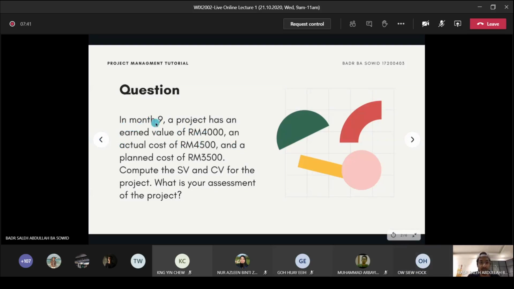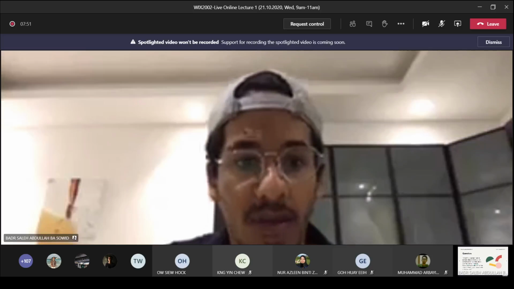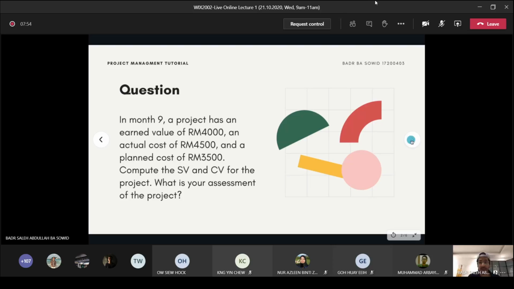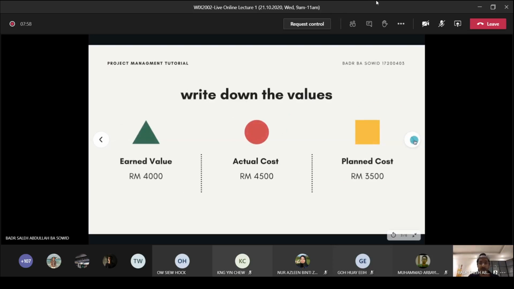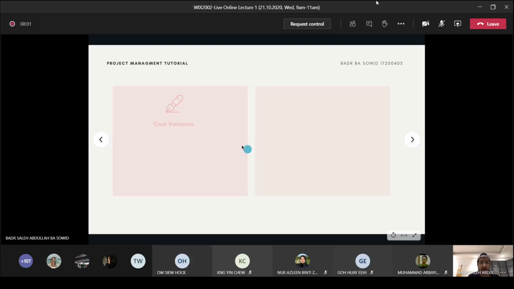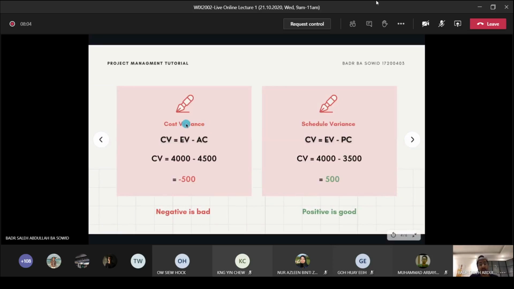The question states that in month 9, a project has an earned value of 4,000 ringgit, an actual cost of 4,500 ringgit, and a planned cost of 3,500 ringgit. Compute the schedule variance, SV, and the cost variance for the project. So the first step is to write down all of the values. And then you calculate the cost variance. The cost variance tells you what you expected to spend against what you actually spent. To do that, you subtract the actual cost from the earned value, and you get negative 500. Negative 500 means that your project is running over budget.